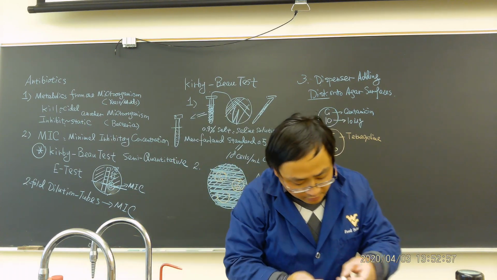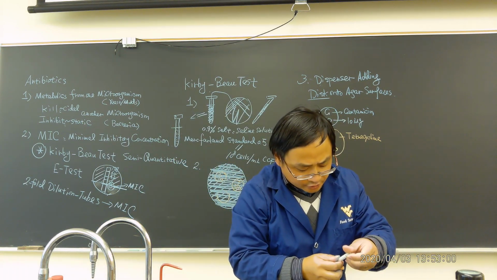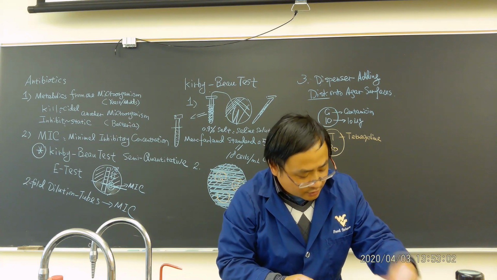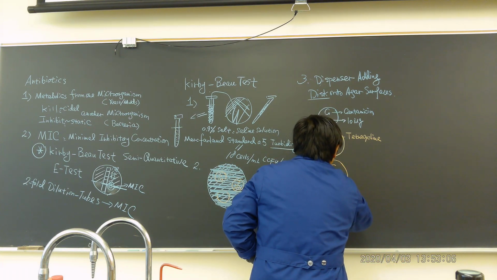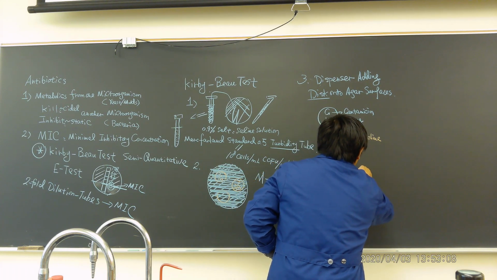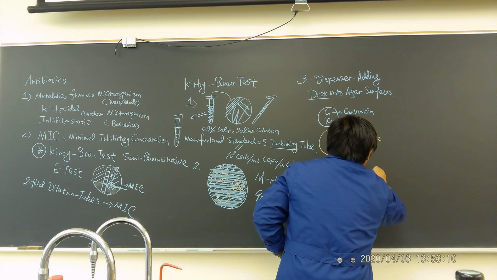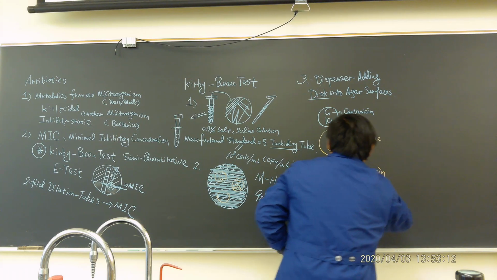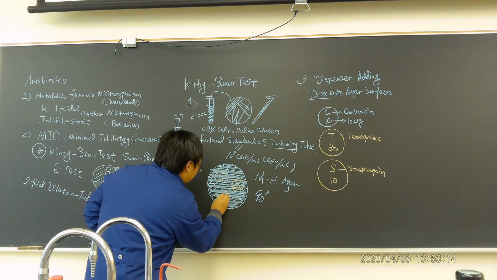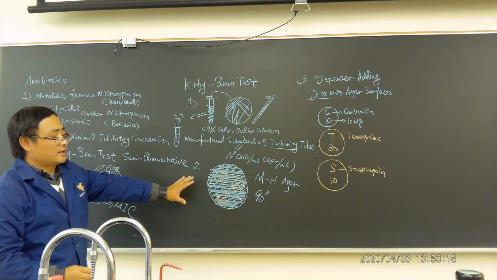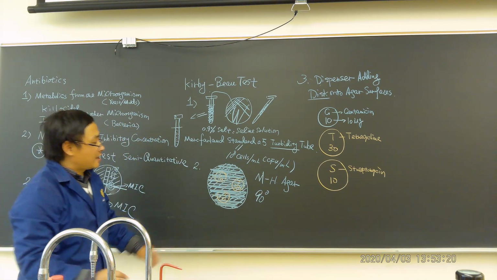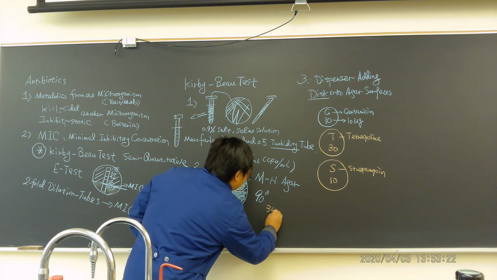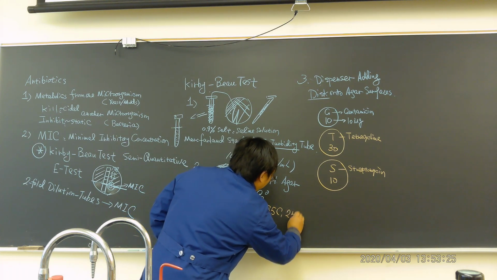Then another one I have is streptomycin. The concentration is also 10, so I have another one, S10. Okay, I put it there. Usually we use forceps to press a little bit. We skip that one. Then we do 35 degrees Celsius, 24-hour incubation.